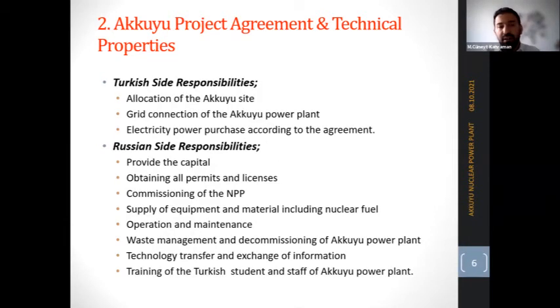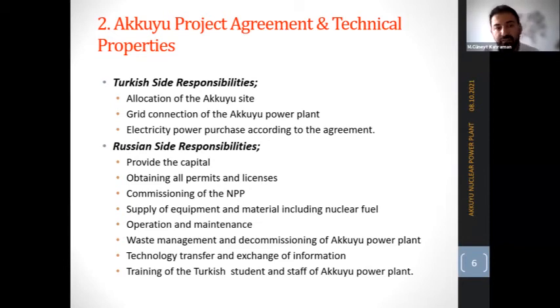So what about the responsibilities? Because this is an agreement, and two sides have some responsibilities. The Turkish side's responsibilities are providing the Akkuyu site and the grid connection of the Akkuyu nuclear power plant, and buying the electricity according to the power purchase agreement.